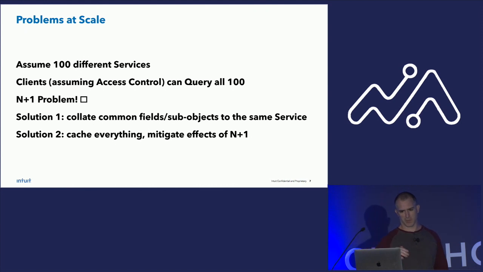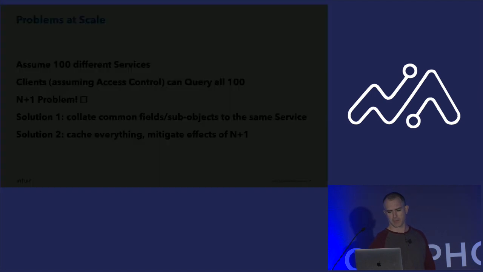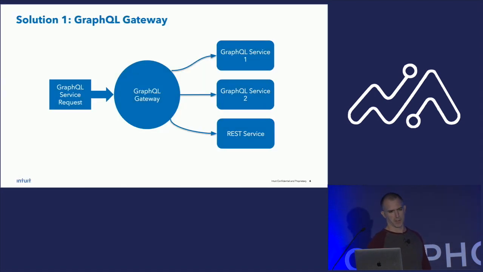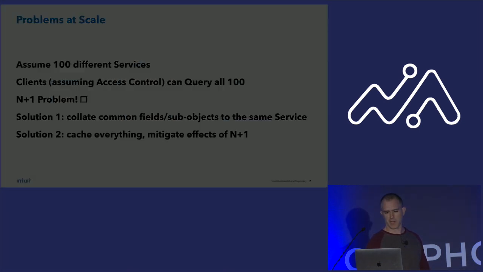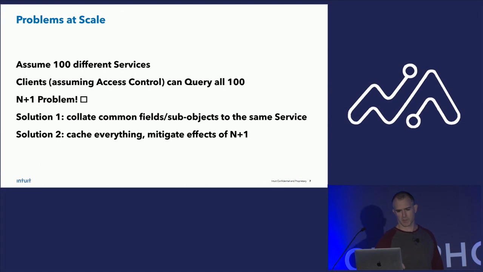Okay, so assume you have 100 different services, right? And then assuming some access control, you're some client, you make a query, you can hit all 100 of them, right? So again, if we go back to our previous slide, that's going to funnel through this GraphQL gateway. So you can imagine, with 1 million different queries doing all this, bad things can happen. Specifically, bad things: n+1.